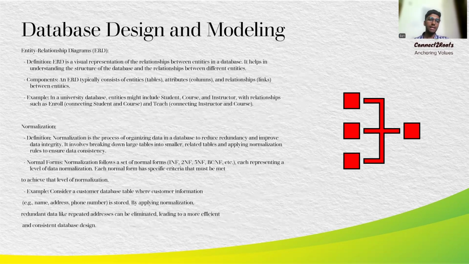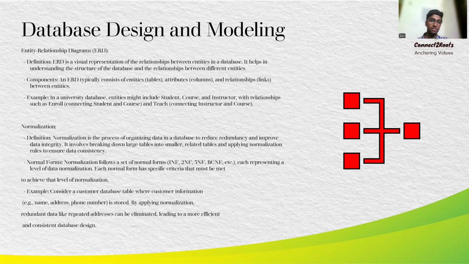Then comes database designing and modeling. There is something known as an entity relationship diagram. An entity relationship diagram is a visual representation of the relationship between entities in a database. It can help in understanding the structure of the database and the relationship between different entities. The components are tables, columns, and relationships between different entities. For example, in a university database, entities include student name, course, and the instructor's name, and what's the relationship between the student and the course, the student and the teacher, etc.